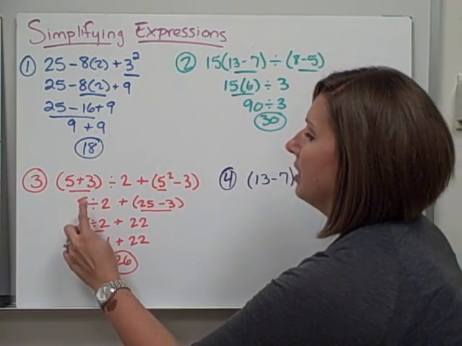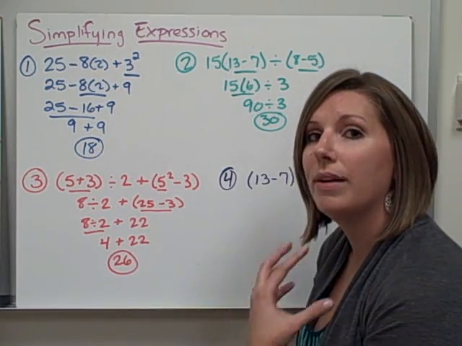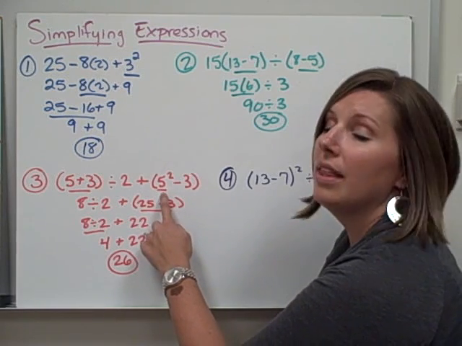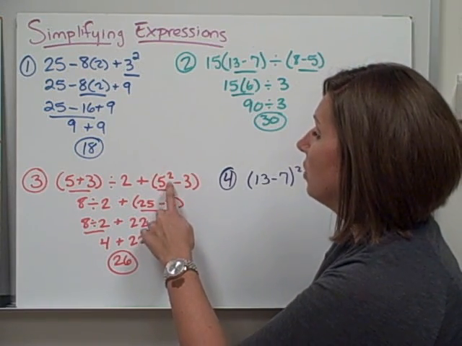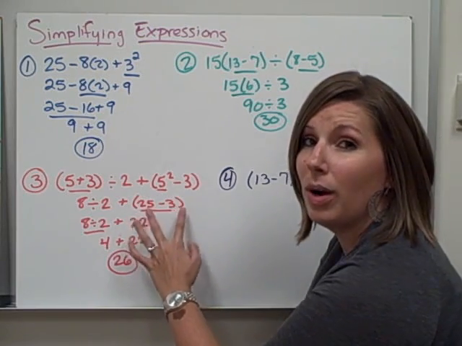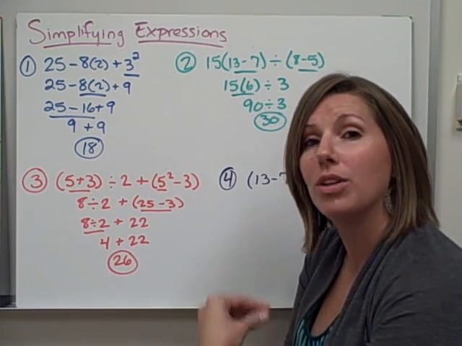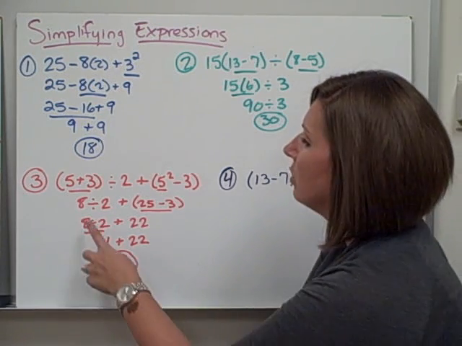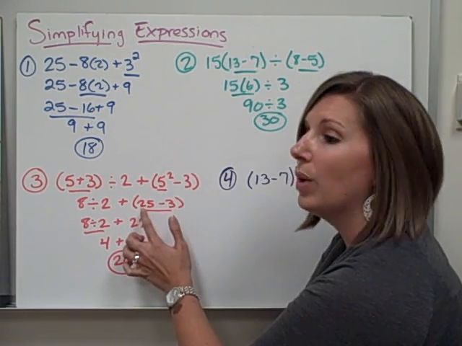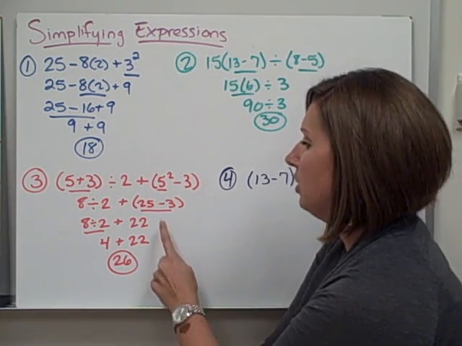I know that 5 plus 3 is 8, and then in here I've got 2 operations going on, so I have to choose the one that has the higher priority, in this case the exponent. 5 squared is 25, so I'm just going to bring down 25 and the remainder of whatever's in that parentheses, just so I don't get confused or write the wrong thing. So I've got 8 divided by 2 plus, and then still in parentheses, 25 minus 3. Well, I know that 25 minus 3 is 22.